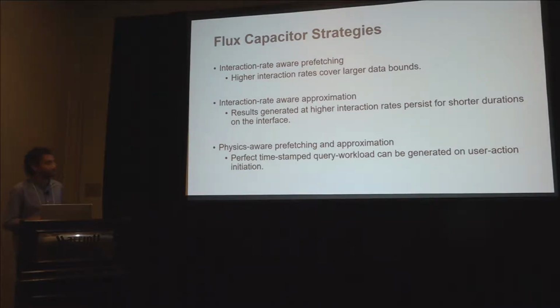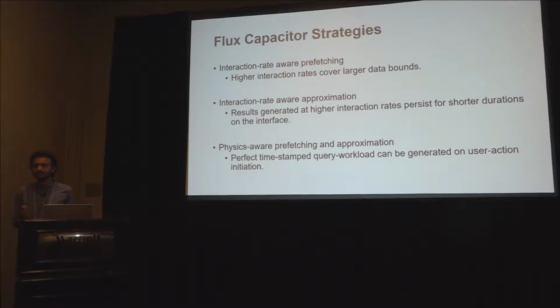So how do we use these? First, the first technique, interaction rate aware prefetching. Once you know the rate at which queries are being issued at any instant, how do you use that? For most prefetching techniques, after a cache miss, you prefetch a certain number of query results or a fixed range of data bound. But if the queries are being issued at a very high rate, it would cover a larger data bound in a shorter time compared to queries being issued at a slower rate. So for high-speed interactions, you should ideally be prefetching larger data bounds.